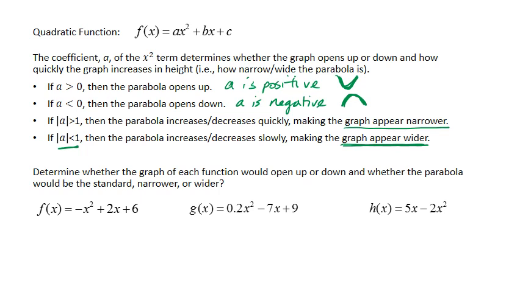So first function, f of x equals -x squared plus 2x plus 6. We want to determine these things, we want to look at the x squared term. So we have a -x squared. That implies that a is -1. Because a is negative, that means the parabola opens down. And then because it's a 1, it is going to be that standard width. It's going to be not too skinny, not too fat.